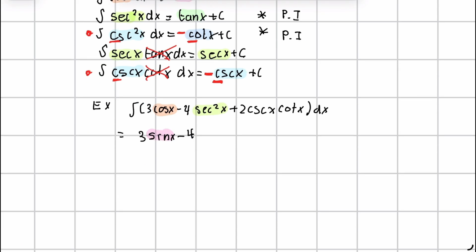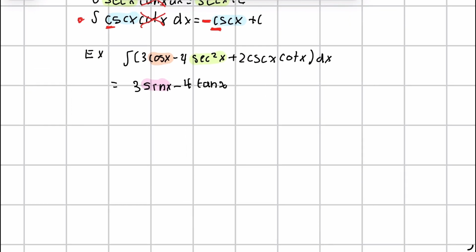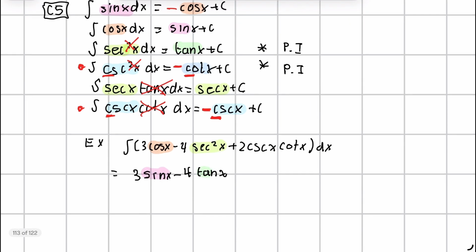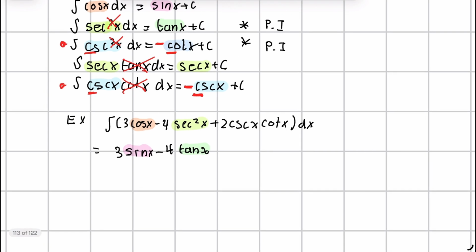So that's going to be 4 times tangent x, and there's going to be no more square. So for this one, we get rid of the square afterwards. That's just going to be tan x. Now for 2 cosecant x cotangent x, great, that's just the one right here.